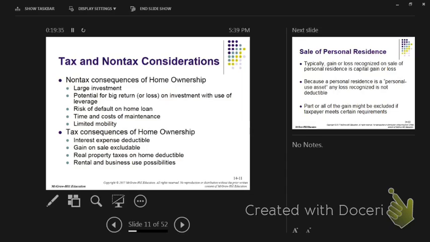Consequences on the tax side, some of them are positive. You get to deduct your interest. That's a good thing. You get to deduct your property or real estate taxes. That's a good thing. Your gain can be excludable, so you can sell your house at a gain and not pay tax on it. And your rental and business use can be deductible. So you can possibly deduct some of your rental expenses, and some of your business expenses. So there are a lot of positive tax consequences that usually offset the non-tax consequences.